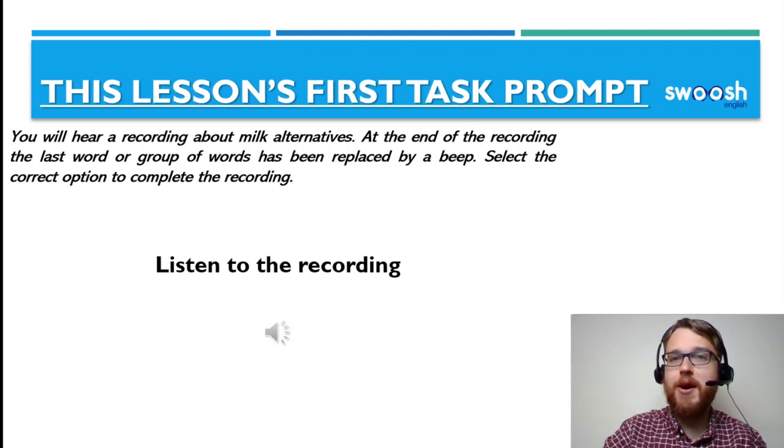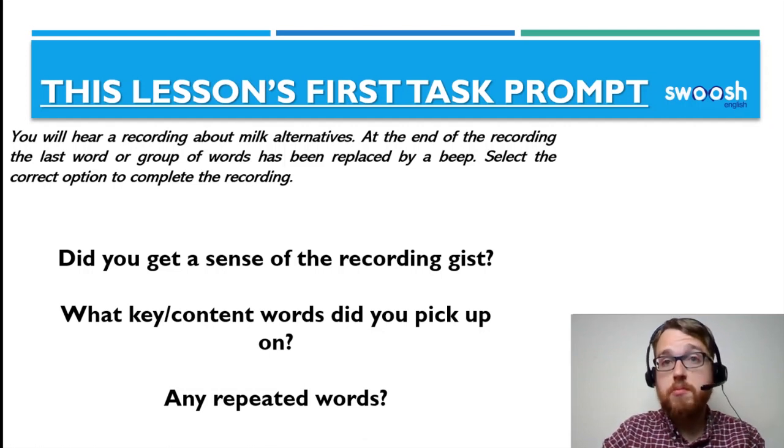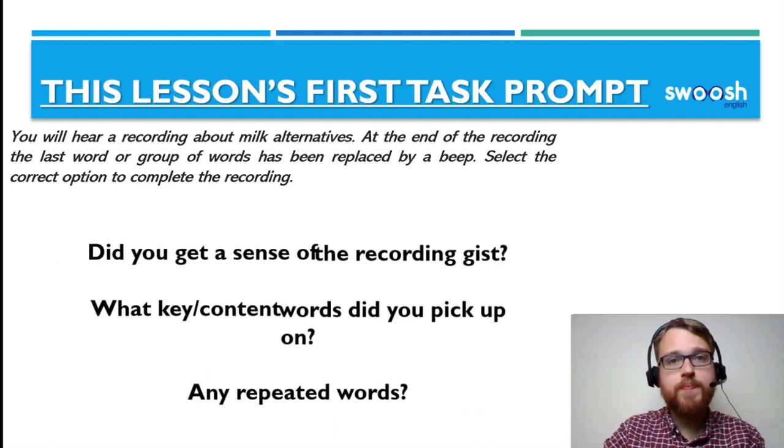Fantastic. Loved it. All right, you've listened. Now think about these questions before we move on. Did you get a sense of the recording gist? Obviously, we were talking about milk alternatives, but by what means were milk alternatives mentioned in the passage? Also, what key content words did you pick up on? Did you note these down? Obviously, note them down as part of this task, but you want to make sure that you mentally are aware of them as you move on to your question analysis. And then, were there any words that were repeated? Why were they repeated? And by what means were they repeated?